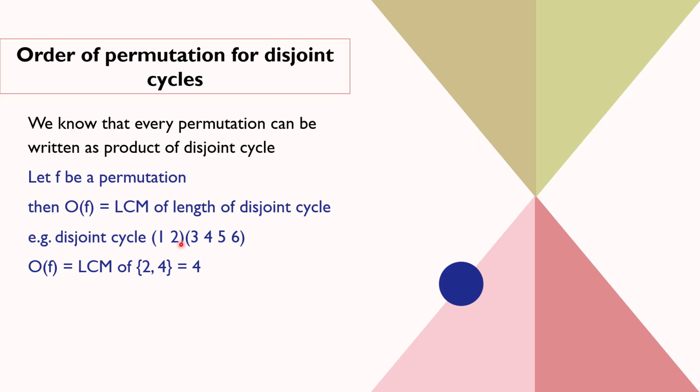So what does that mean? The LCM of, what is the length of this cycle? 2. What is the length of this cycle? 4. So LCM of 2 comma 4. What is the LCM of 2 and 4? It's 4, right? So the order of the permutation will be 4. All right, so this is how you find the order of a permutation from disjoint cycles.